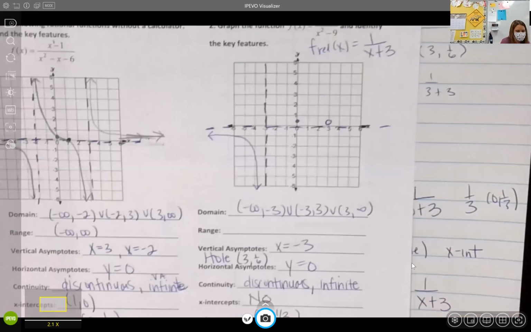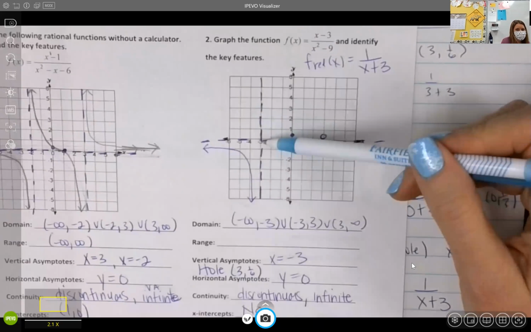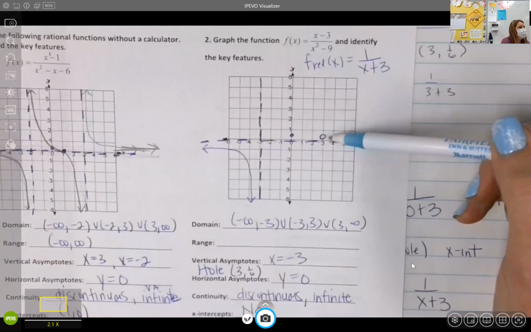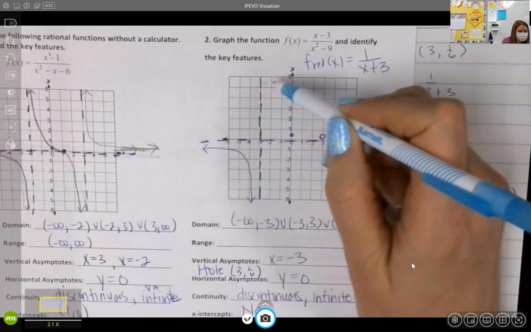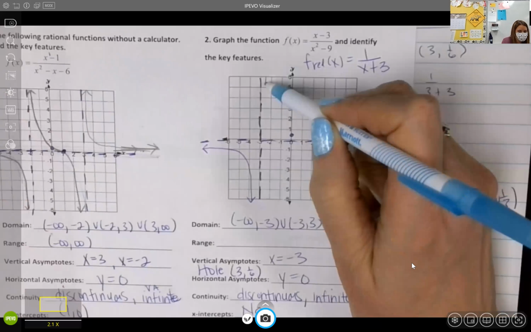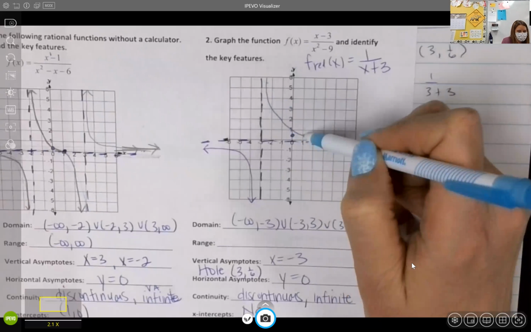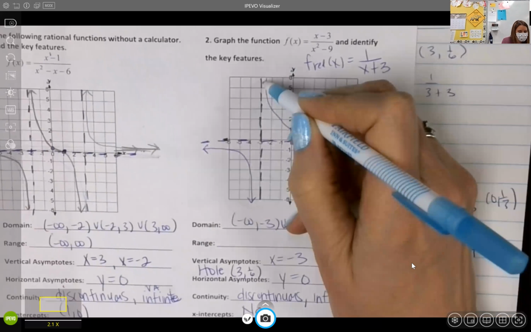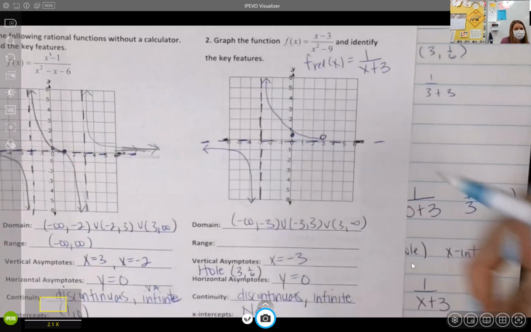Okay, what about in between the asymptote and the hole? It stays above, right? It's positive. So this is going to start next to the asymptote, and then it's going to cross y, and then it's going to go to the hole. So it's going to start here, cross y, and go to the hole. Mine didn't quite cross where it's supposed to. But.